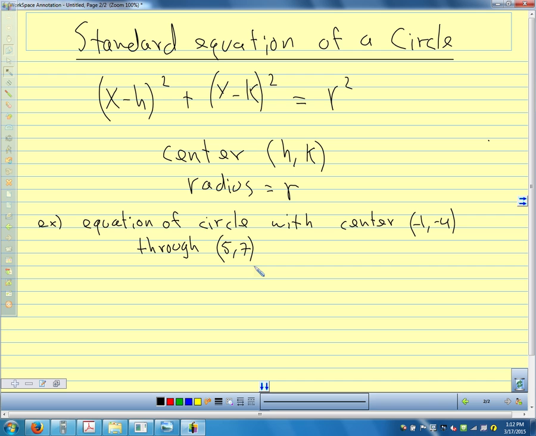Let's think about what we have. What is the center, what part of our equation does this give us? That gives us h and k. So from our equation, what are we missing? What piece of information do we need? We need the radius. So the question is really asking us to find the radius. That's where our work is going to be. So we want to find the radius. How are we going to do it?